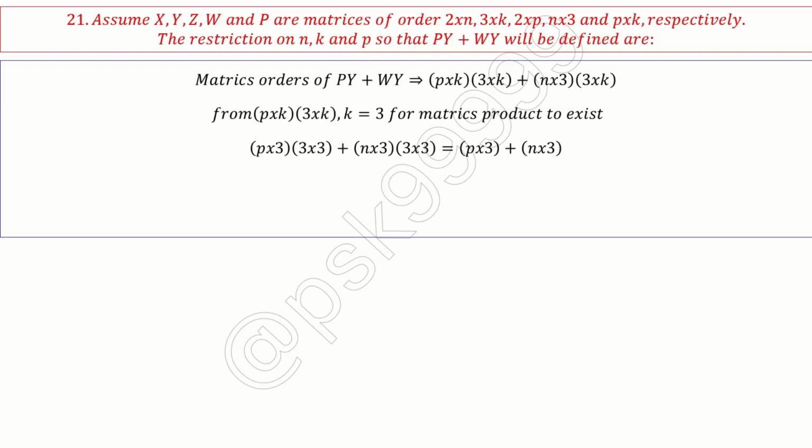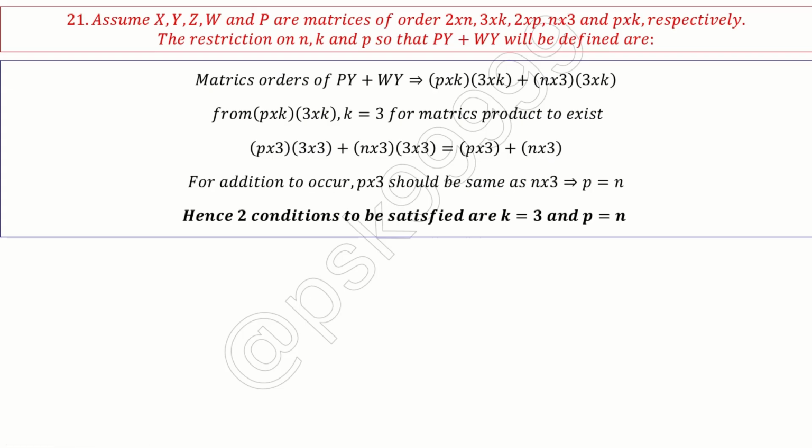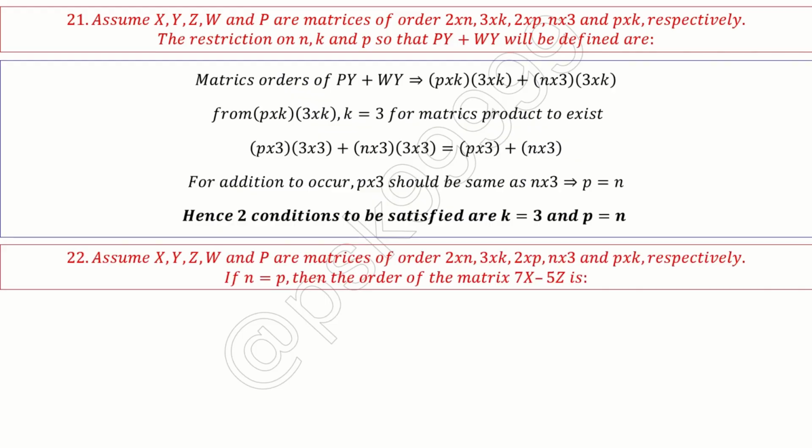And then if k equals 3, the same expression I am rewriting in this form, which is p into 3 plus n into 3. So addition is possible only if n and p are equal, correct? So n equal to p is another condition. These are the two conditions which should be satisfied for PY plus WY to exist, to be defined.